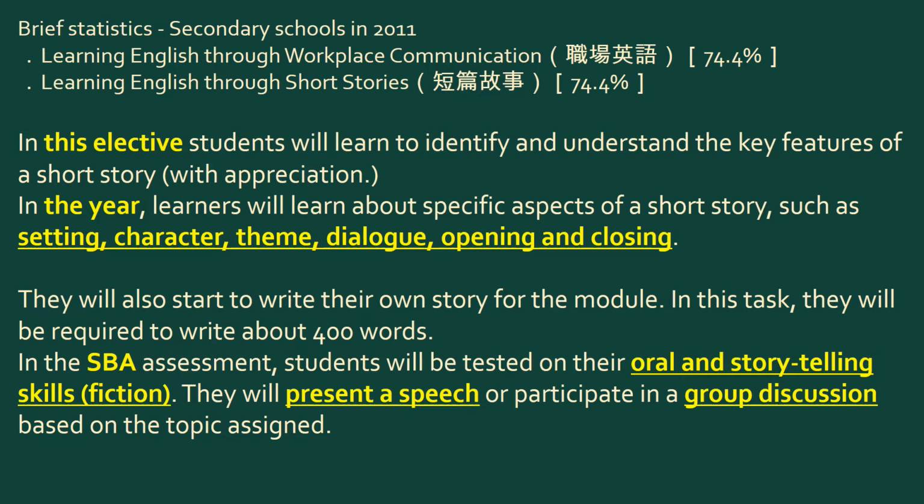In the year, learners read and write specific aspects of a short story, such as setting, character, theme, dialogue, opening, and closing. They will also start to write their own story for the module. In this task, they will be required to write about 400 words. Also, in the SBA assessment, students will be tested on their oral and storytelling skills. They will present a speech or participate in a group discussion based on the topic assigned.